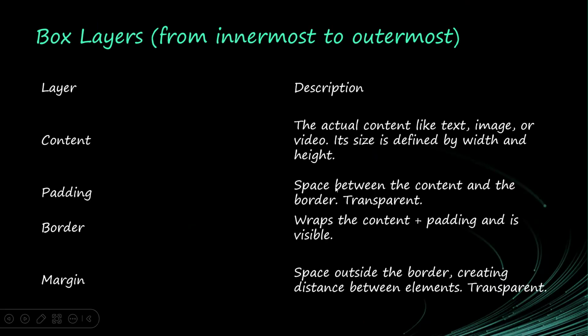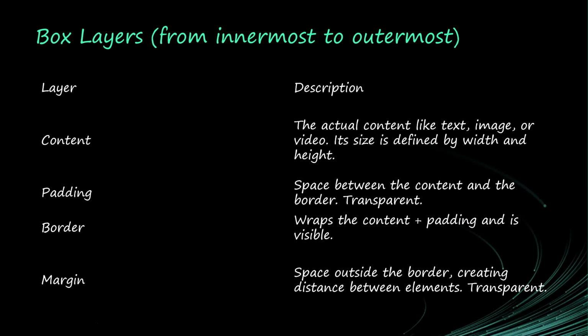So every element has the content, which could be text or even other elements. The padding is the space between the content and the border. It is transparent. You don't normally see it unless you color it. Then the border wraps the content plus the padding and it is visible. The padding and the margin are transparent. They are not visible. Now the margin is the space outside the border, creating distance between elements.